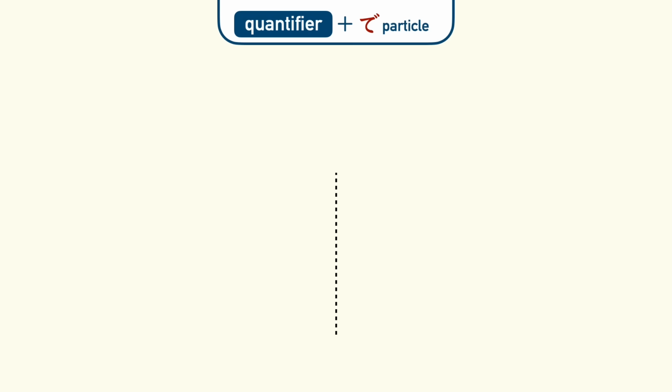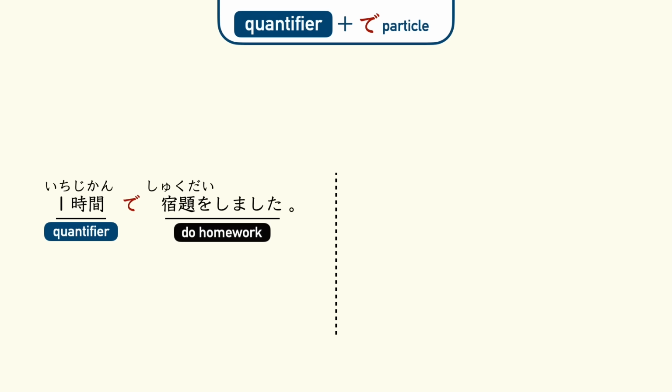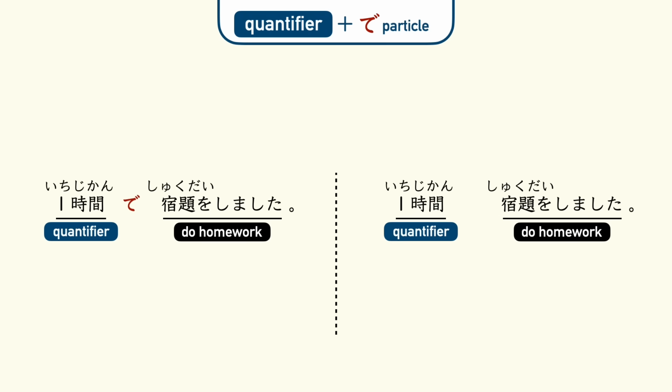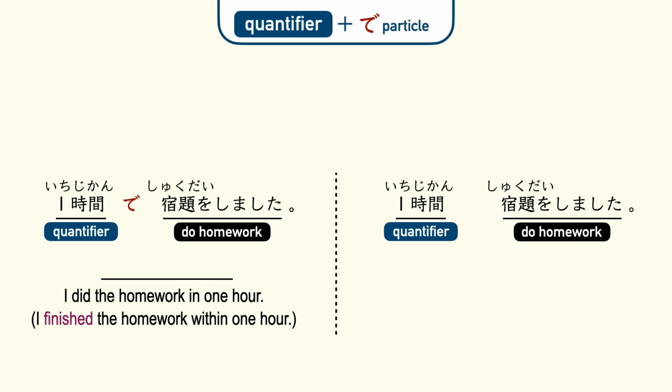Now let's move on to something a bit more advanced. Take a look at these 2 sentences. 1時間で宿題をしました. 1時間宿題をしました. Which one do you think is correct? The answer is, actually, both are grammatically correct, but their meanings are very different. 1時間で宿題をしました means I did the homework in 1 hour. I finished my homework within 1 hour.